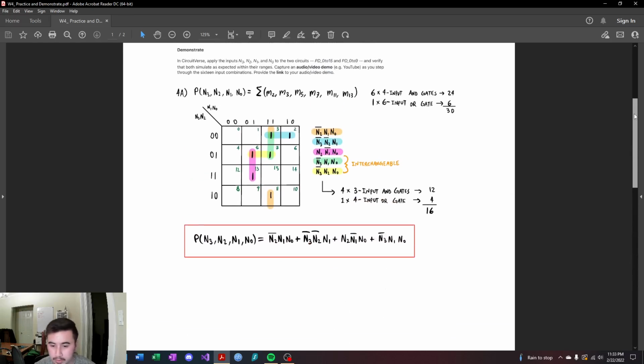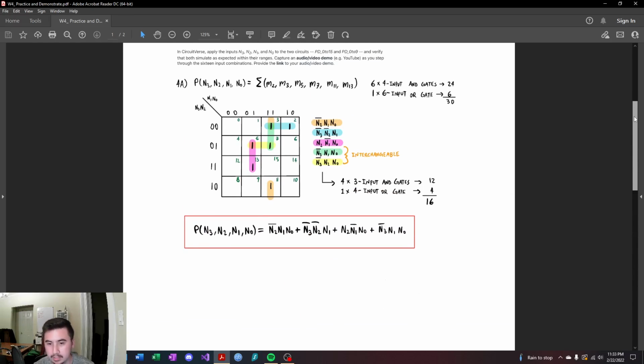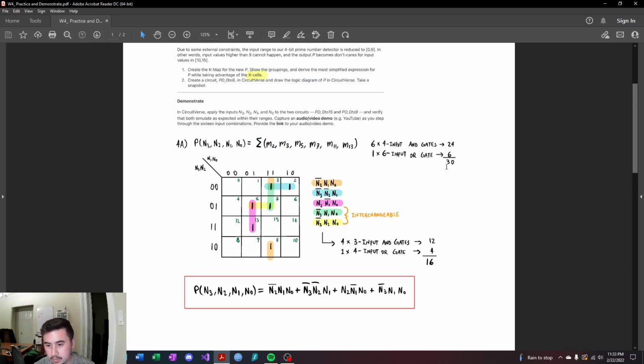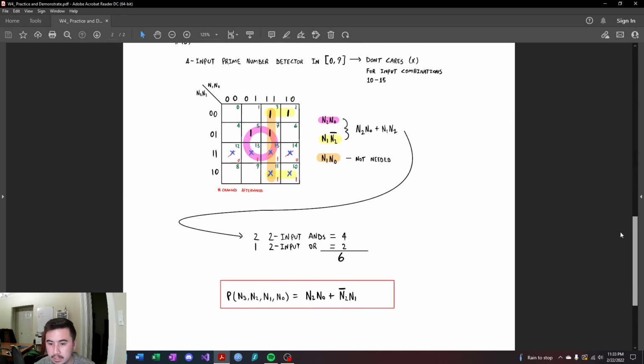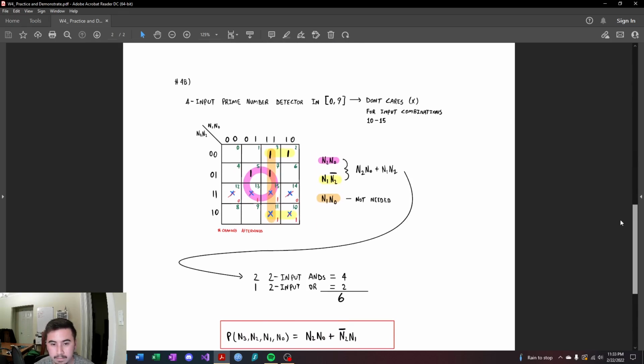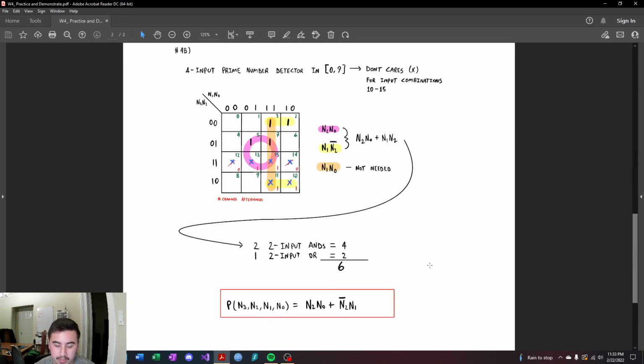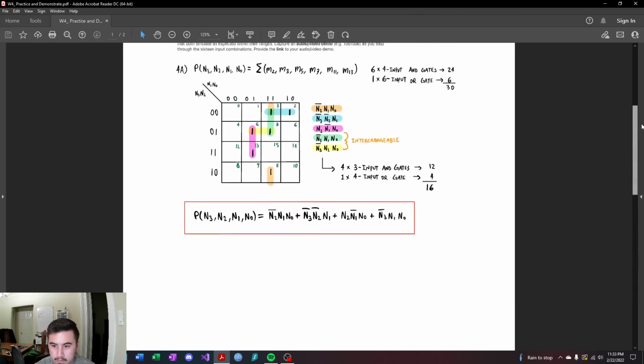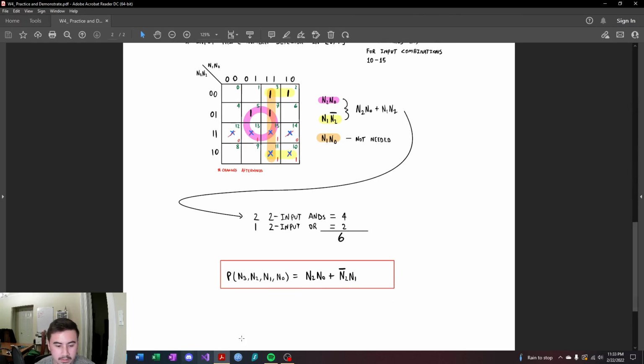In the first one, there were 16 inputs. I should note that as well. So we actually reduced it from 30 to 16. And in the second one, we reduced it from 16 to 6.